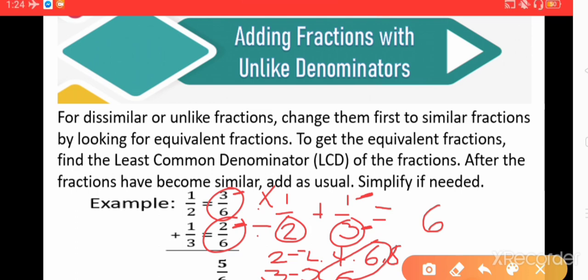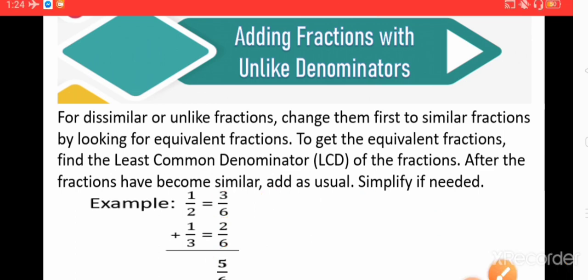Ngayon, since pareho na sila, i-add na natin sila. So, yung numerator, pag-add natin, we have 3 and 2. 3 plus 2 will give you 5, kaya 5 ito. Next, yung denominator, copy lang, kaya naging 5/6.